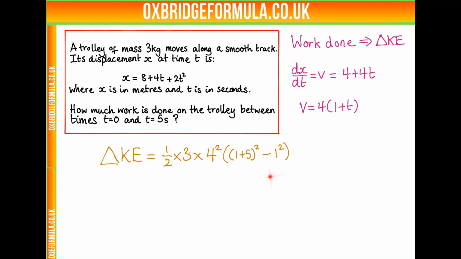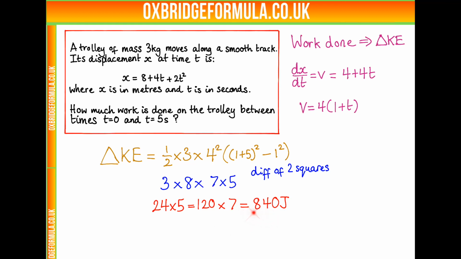So we could multiply this all out, but we'd first want to maybe simplify to make life easier for ourselves. If we notice, this is a difference of 2 squares, so we can do 3 times 8, so 4 squared over 2, and then times 7 times 5. So that's 6 plus 1 and 6 minus 1. So how we multiply this will also save us time. Easier ones to do are then 3 times 8, which is 24, times 5 is 120, and then times 7 is 840 joules.